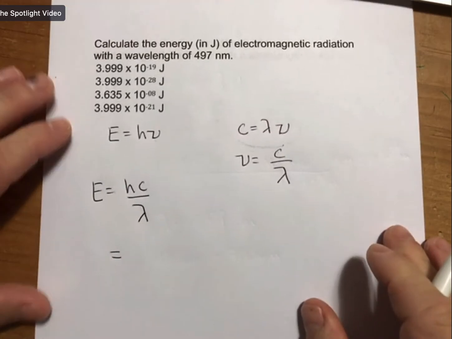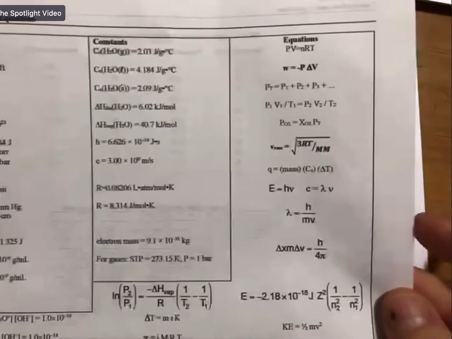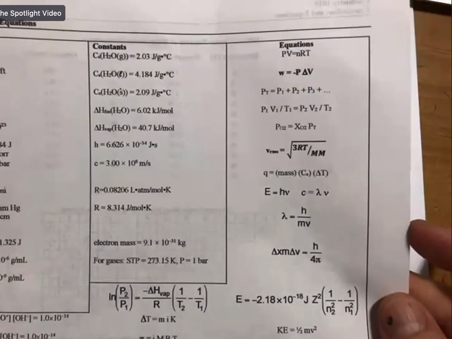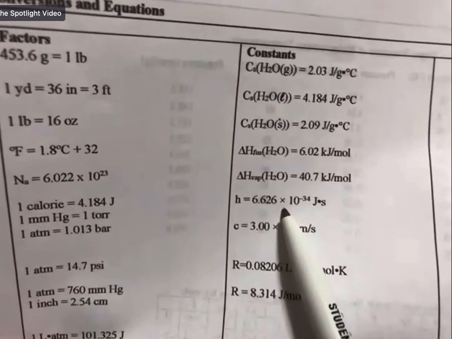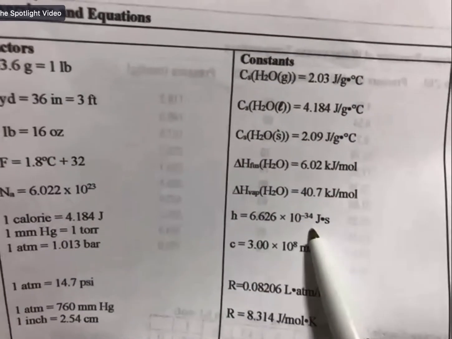Let me make sure I stay on page here on screen. Planck's constant, of course, is one of the constants that's on our conversion and equation sheet. Let me locate it. There it is. Planck's constant is right here, 6.626 times 10 to the negative 34th joule seconds.